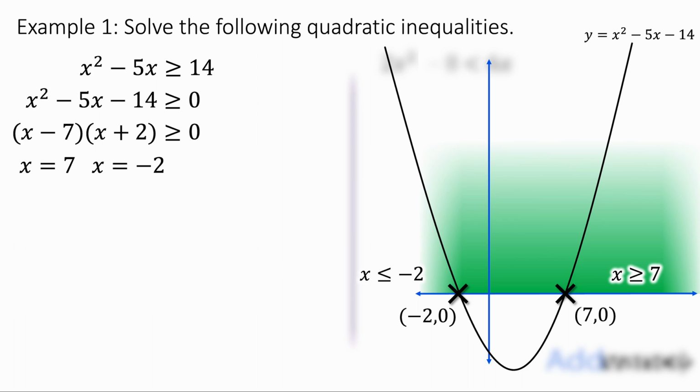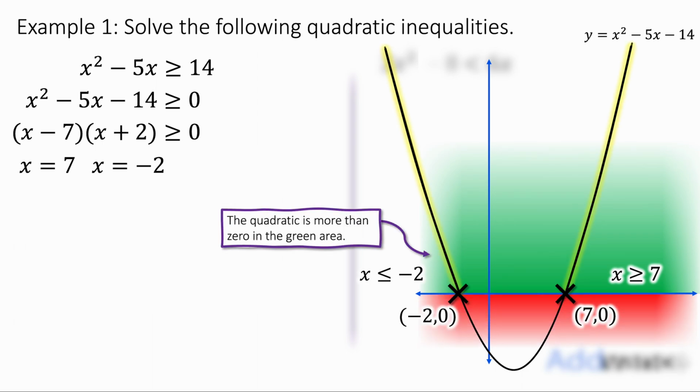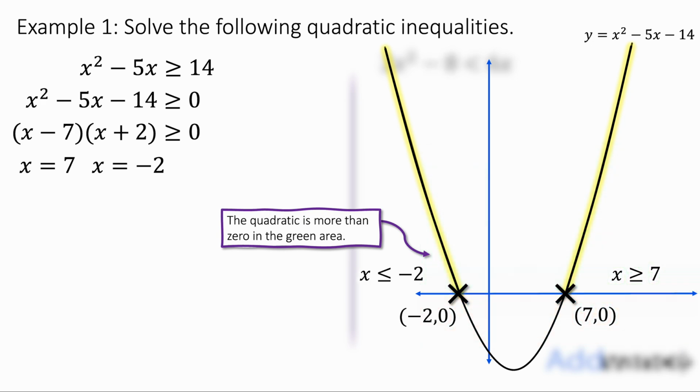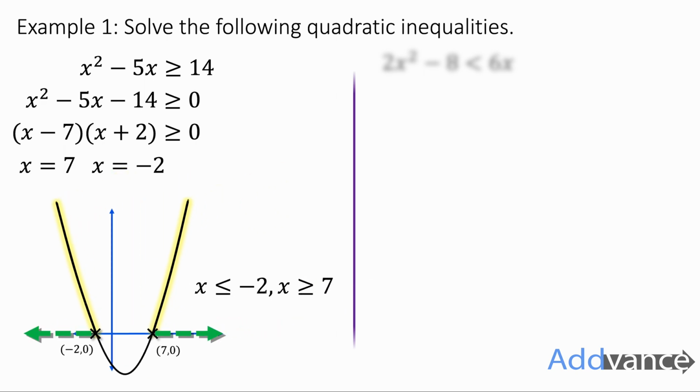It's more than 0 above the 0 line, and it's less than 0 below. We're interested in when the quadratic is above 0, and it's above 0 where I've highlighted it in yellow. This is below minus 2 and above 7. So the regions that are above 0 are x is less than or equal to minus 2, or x is more than or equal to 7. And that's it. That is the answer.